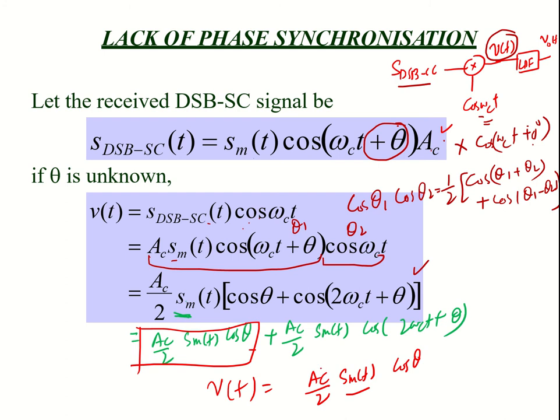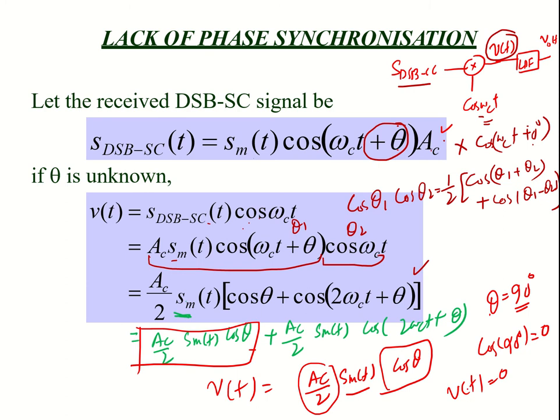If you look at this signal now, we get the message signal, fine, the amplitude is a little bit reduced, fine, but we get a multiplier factor of cosine of theta. So this factor is reducing the amplitude of the output signal. For example, if theta becomes 90 degrees, then cosine of 90 degrees will be 0. So basically your output will be 0. This is a special case.